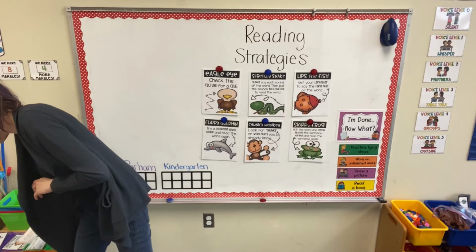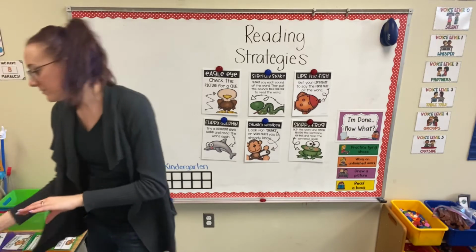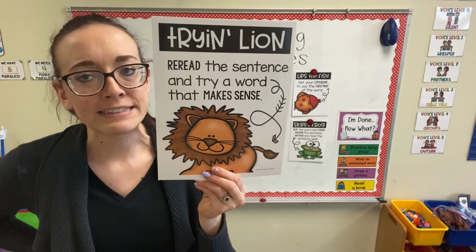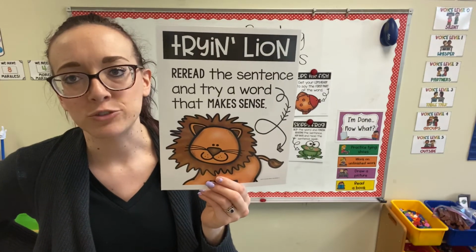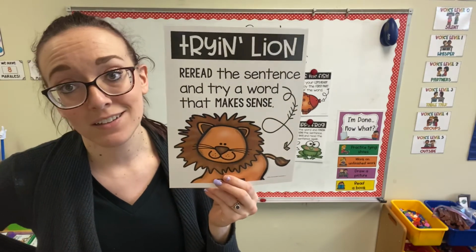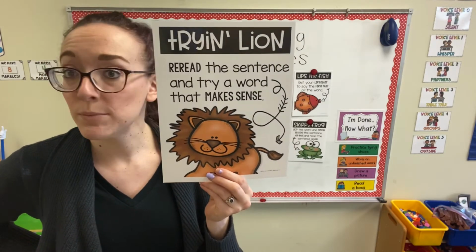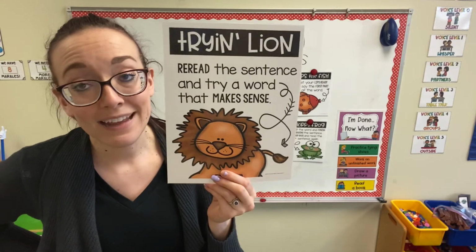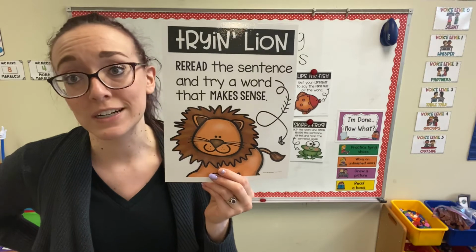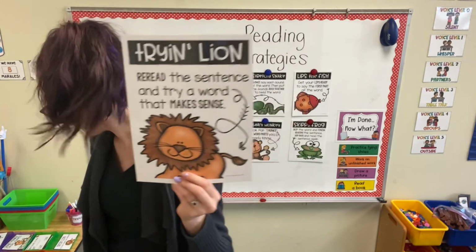The last one is Trying Lion. And Trying Lion can be really tricky. Trying Lion is when you've done everything else and you're going to try them all one more time. And then if you still can't figure it out, you're just going to start guessing words and see if you can guess the right word.